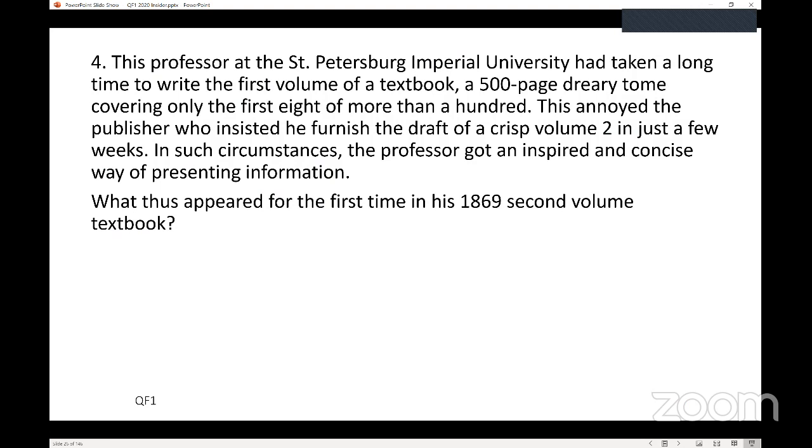Okay, so we got question four. What appeared for the first time in volume two of this Russian professor's textbook? A crisp way of presenting information. Any raised hands? Yeah, Pala, please go ahead. It's the periodic table, Mendeleev. That is right. This is the periodic table.